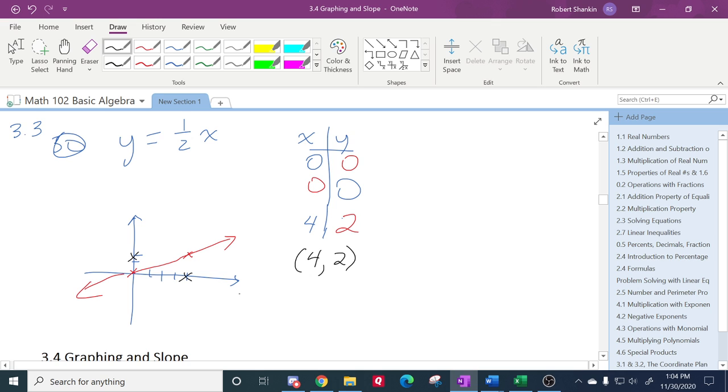And we always go left or right first, and then up or down second. And that's another confusing thing. Some people say, 4, 2, they'll go 4 up and then 2 over. But it's always got to be horizontal first and then vertical. Okay. Thank you on that one.